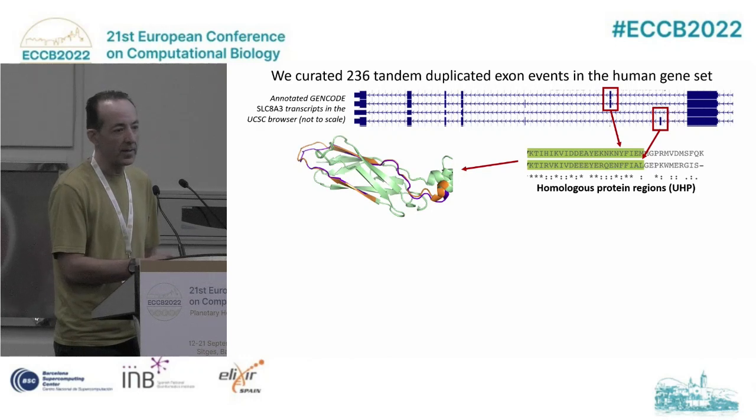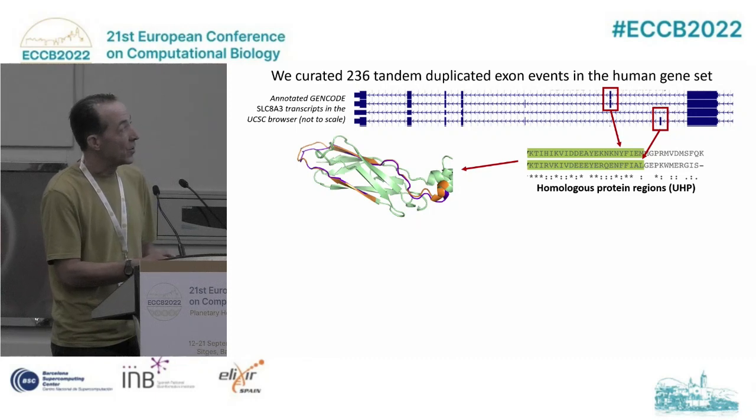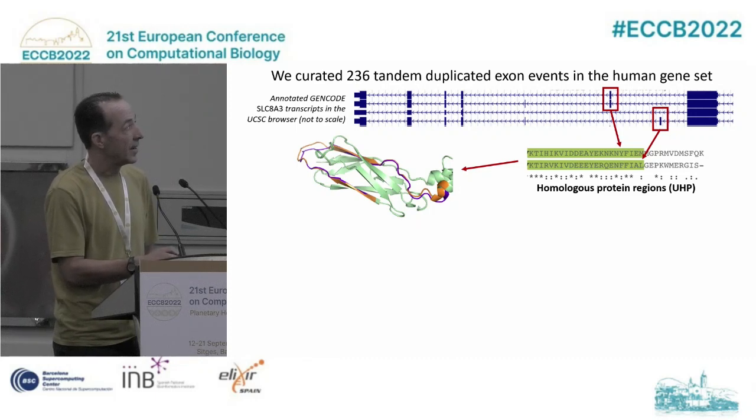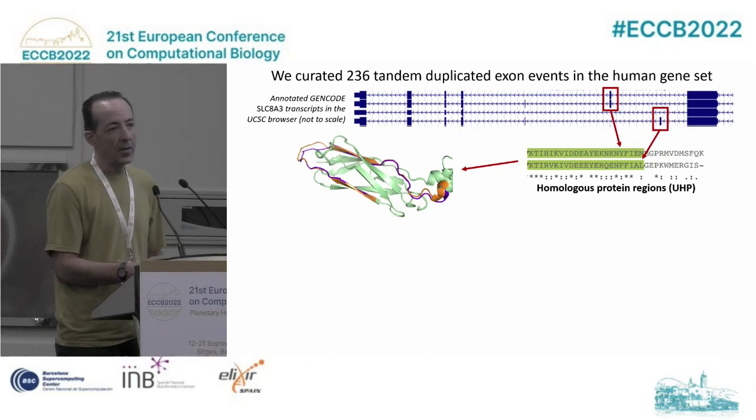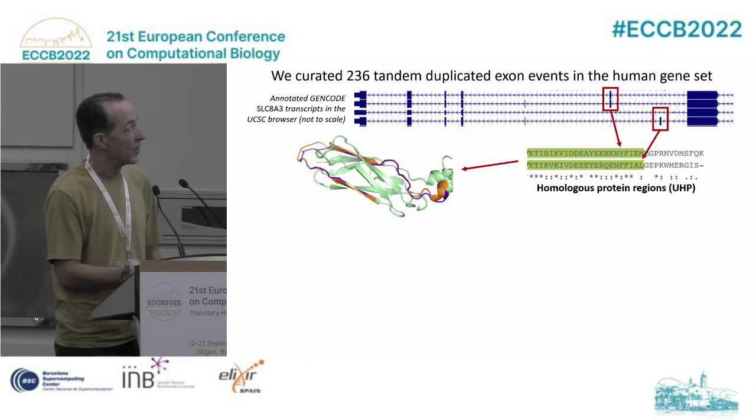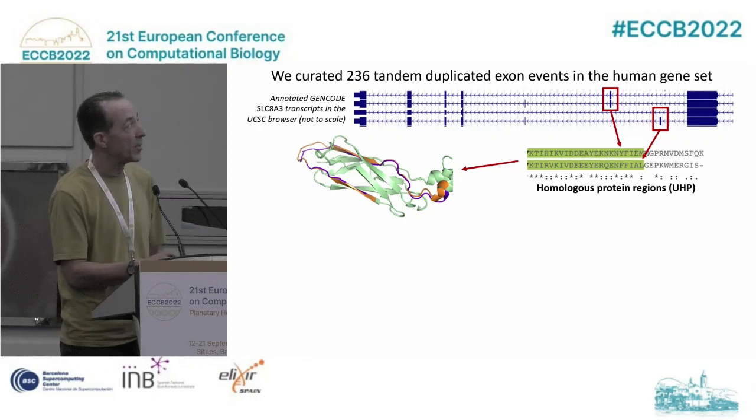So if you imagine titin, for example, that's full of duplications. What happens in this particular case is that one of the duplicated exons is expressed in one transcript and the other exon is expressed in the other transcript. And since they're duplicated, obviously, with time, one of the exons ends up moving away. The sequence is no longer exactly the same. So what you end up with is two homologous exons which produce two distinct homologous protein regions within the two isoforms that are generated from the transcripts.